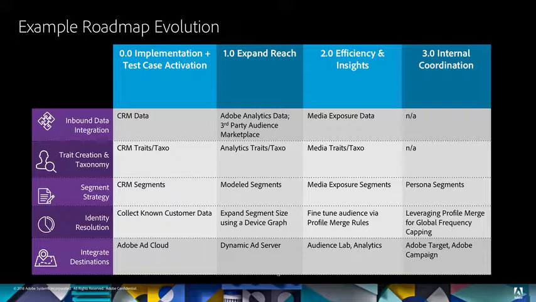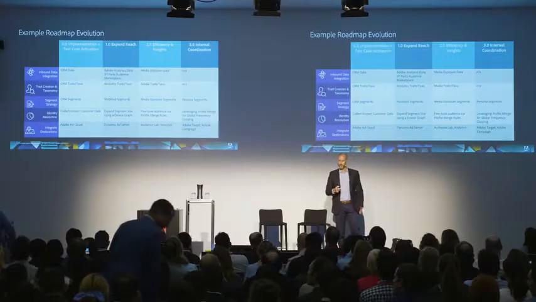That's why we encourage customers to develop roadmaps. So there's quite a bit on this slide. I'm not going to go through everything, but the purpose of this is to give you an example of a roadmap that might be useful. So up at the top in blue, we have what's essentially DMP maturity use cases. Starting from implementation and building out your first test use cases, over to an example use case of expanding reach with some of your marketing initiatives, to prioritizing efficiency and insights from those initiatives, and then finally internal coordination across your entire organization. And then on the left side in purple, what we have are those foundational work streams that we just looked at on the previous slide.